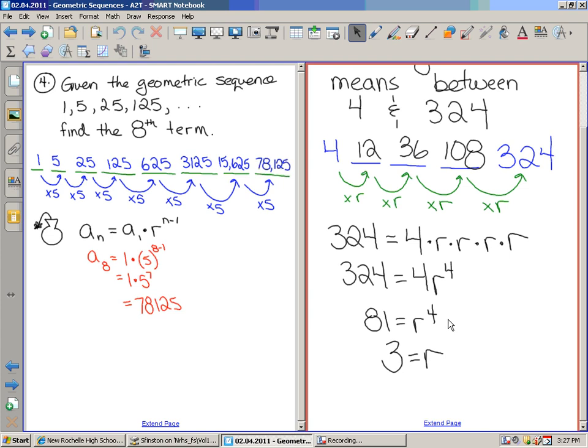And then we did a bunch of things in our calculator. Some people guessed at it. It turns out r is equal to 3. This, by the way, is going to be the topic of discussion for our next unit, which is exponents.